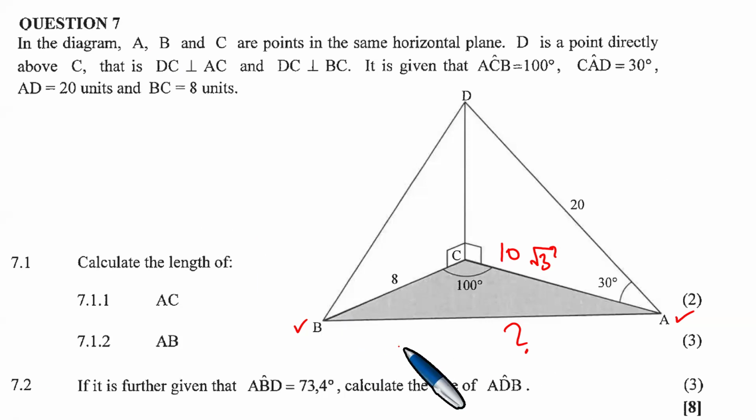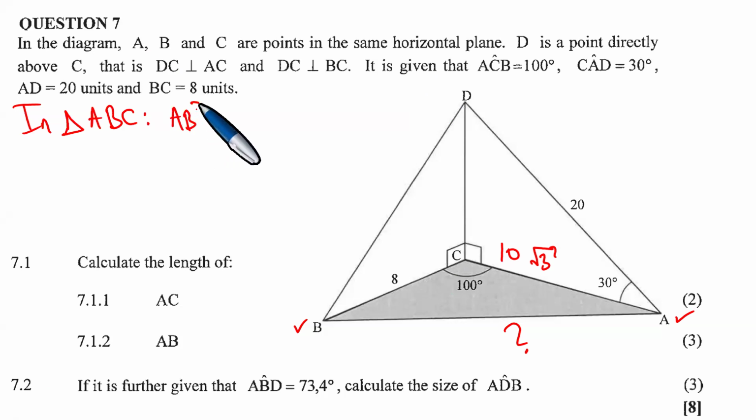Now to find the length of AB, we can decide to work in this triangle here. So AB squared. But first state the triangle. You can say to the examiner, in triangle, I'm using the cosine rule. Yes, well done. We're using exactly the cosine rule. Using the cosine rule, we have AB squared equals.